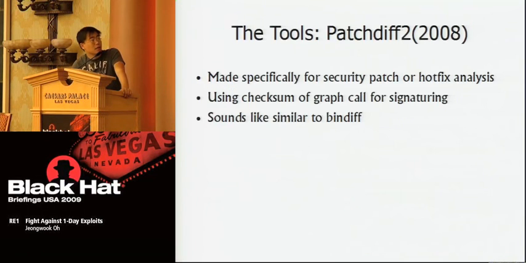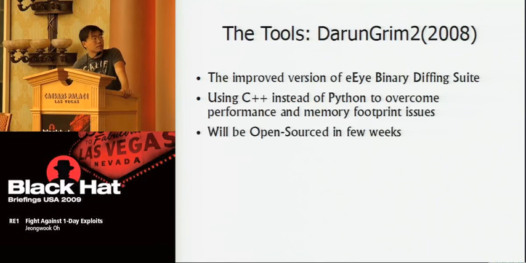And there were new tools like 2008 PatchDiff 2, and this was specifically made for security patches or hotfixes. So maybe you can use this tool. This one might be very effective for analyzing Microsoft patches or Sun or Adobe patches. But it looks like they are using a very similar algorithm to that of Halvar's BinDiff. And Darungrim 2 is actually using the same algorithm as the EI binary diffing suite, but it's an improved version.